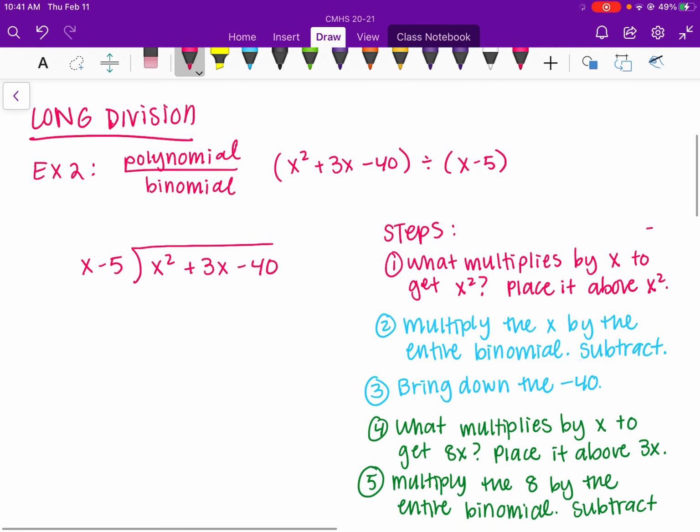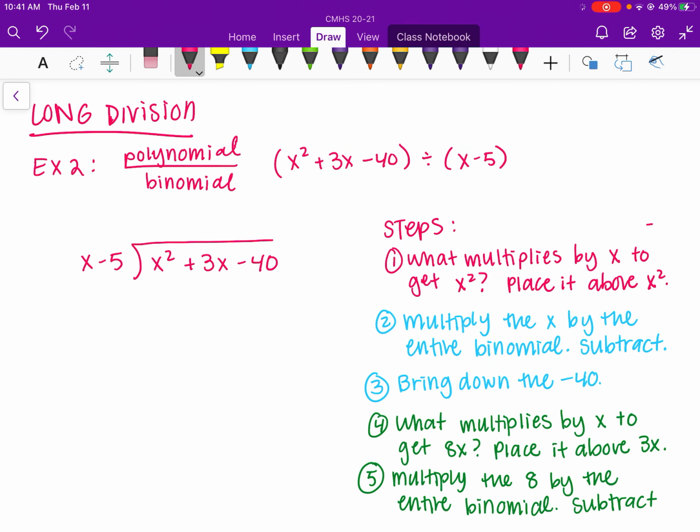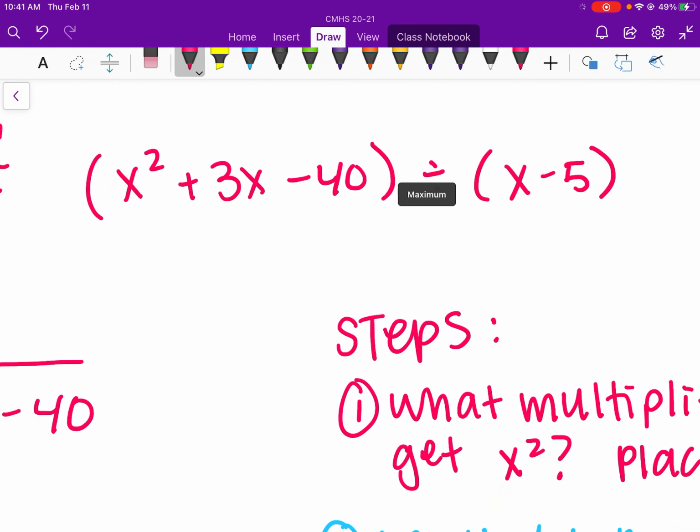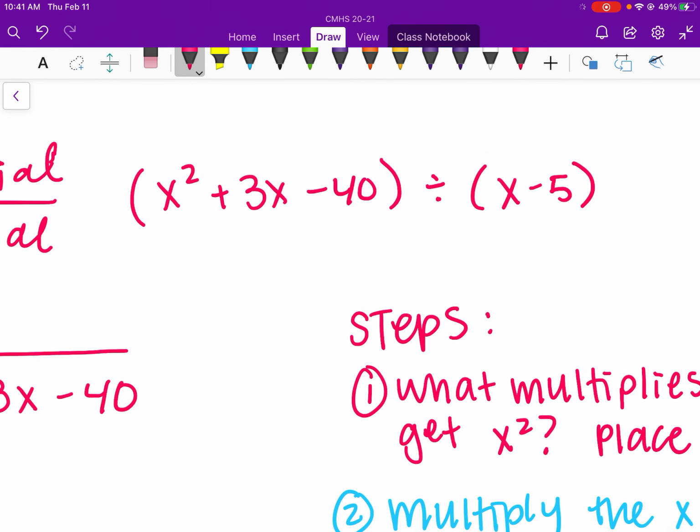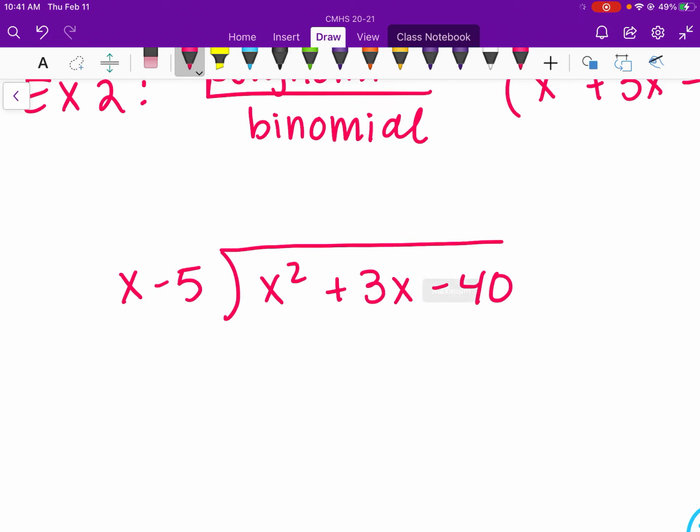All right, I told you we were going to get here. Here we are to long division. Long division is when you're dividing a polynomial by a binomial. Here is our problem: x squared plus 3x minus 40 divided by x minus 5. So here's how you write it.